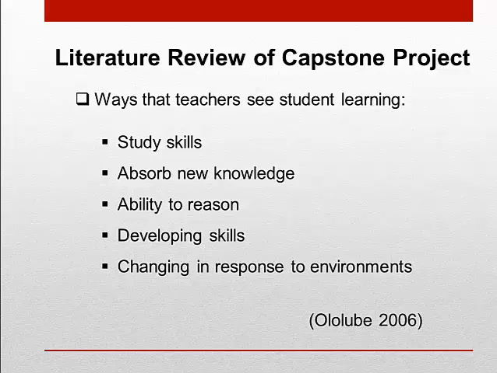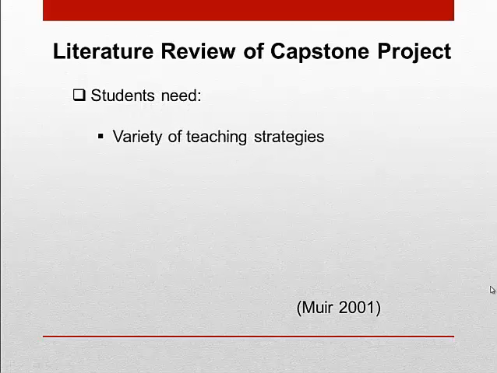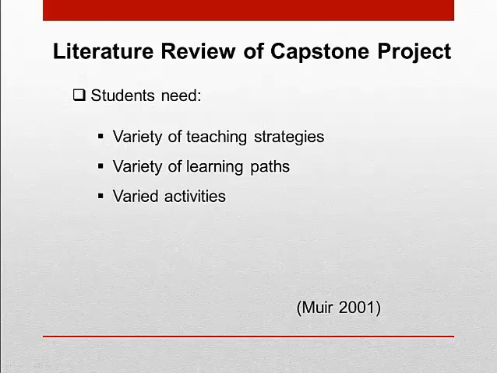Learning should be a means for changing personal attitudes, beliefs, and behaviors in response to different environments. And learning should be a participative pedagogical experience. So in my literature review, what I found is that students need a variety of teaching strategies. They need a variety of learning paths, and all this is because of these different learning styles that we see. They need activities that they can read, visualize, hear, say, and do.